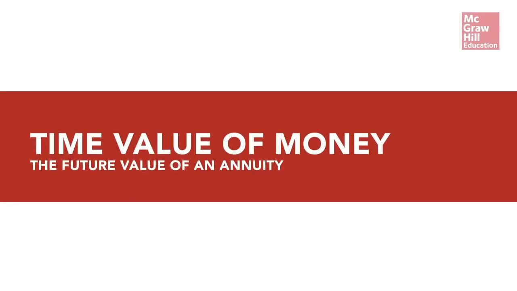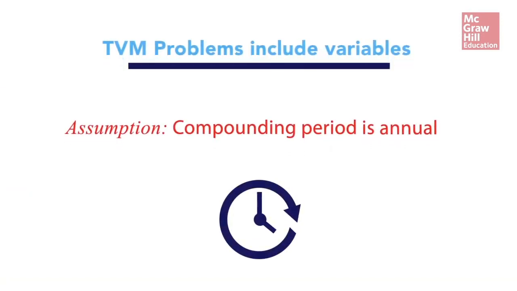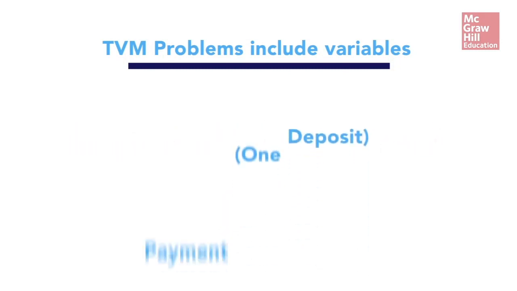In this video, we are going to talk about time value of money, specifically the future value of an annuity, which is a series of deposits or payments. For our purposes, we are going to assume that the compounding period that we are using is annual. Time value of money problems include variables.